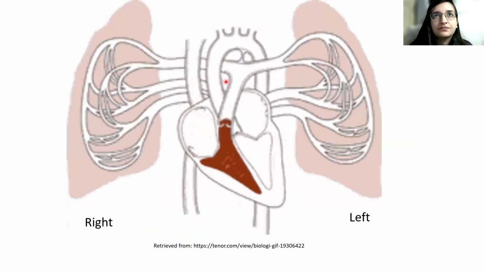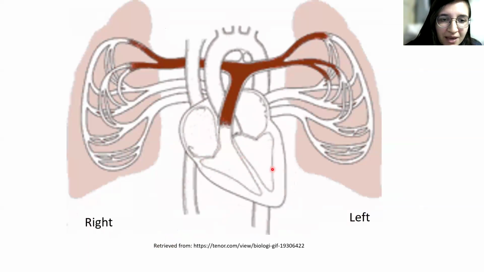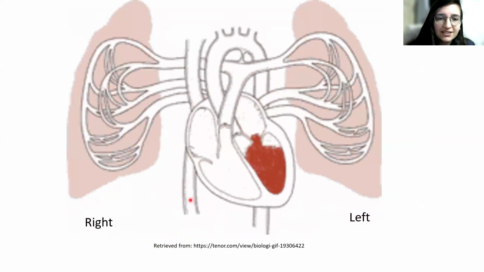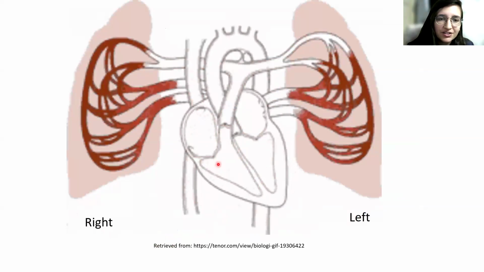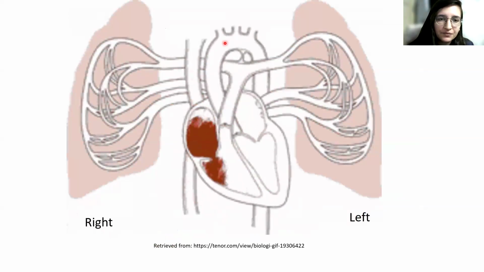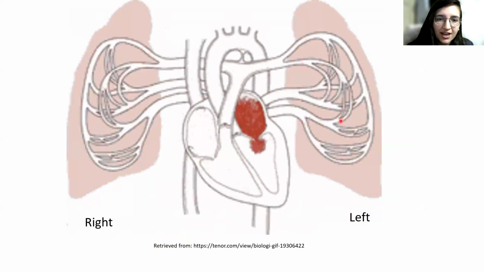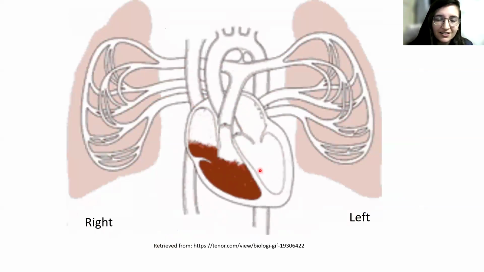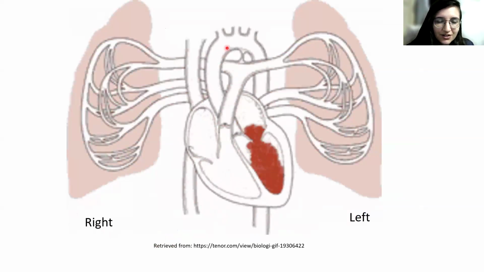I see no questions in the chat. Here's a GIF. I thought it would make it easier for you to see how the blood is flowing through the heart. Again, the first thing to note is that it's a double circulatory system. See when the blood, let's start from here. It went through the heart once, went into the lungs, then it came back to the heart. So double circulatory system.